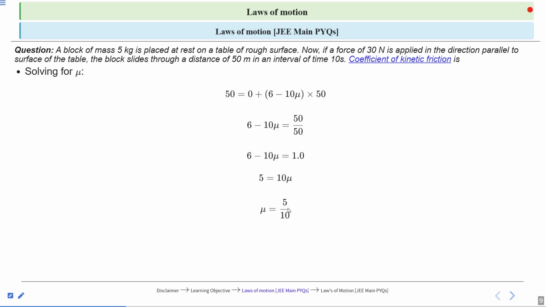Yes or no? 5 by 10 means what? It will be 0.5. So 0.5 is the coefficient of friction. Mu means coefficient of friction. This is our correct answer.